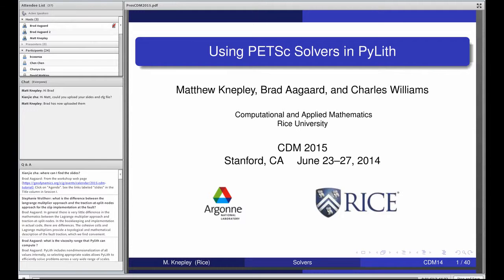Okay, so the package that we use for solvers is called PETSc. It's a fairly old package. It's 22 or 23 years old, and it solves sets of linear and nonlinear algebraic equations. It has a bunch of different solvers, both what's called direct and iterative solvers.